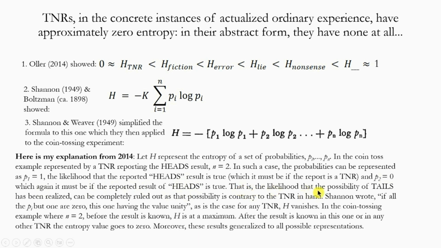That is, the likelihood that the possibility of tails has been realized can be completely ruled out because that possibility is contrary to the TNR in hand. Shannon wrote, if all the probabilities but 1 are 0, this 1 having the value unity, as is the case for any TNR, eta vanishes. In the coin tossing example where n is equal to 2, before the result is known, eta is at a maximum. After the result is known, in this one or in any other TNR, the entropy value goes to exactly 0. Moreover, these results generalize to all possible representations.